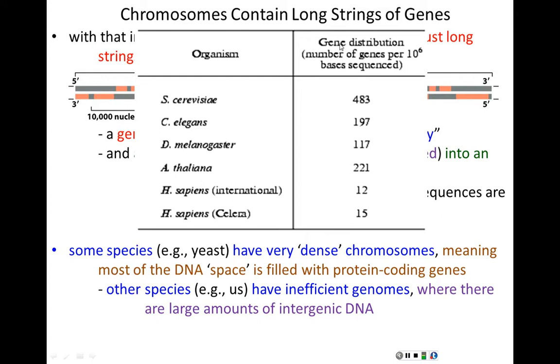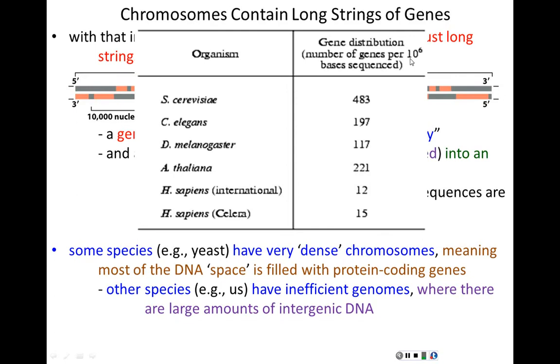So what this table shows, in essence, is how many genes are found in an average 1 million bases of DNA. Said differently, if you were to go into these species and isolate a random 1 million bases of DNA, how many genes would you expect to find? In yeast, it's about 500 genes per million bases of DNA, and that's fairly dense. C. elegans is a microscopic flatworm, about 200 genes per million bases. Drosophila melanogaster is a fruit fly, about 117 genes. Arabidopsis thaliana is a weed, a plant, 220 genes per million bases, and here we are, human beings, depending on how that DNA is sequenced, but on average 12 to 15 genes per million bases.